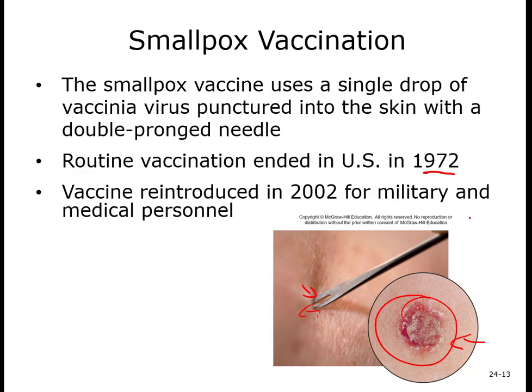And that's because there are still a couple of frozen vials of smallpox left in some labs, one in the United States and one in Russia. And there's always worry that it could turn into a bioterrorist weapon. So certain high-risk individuals may still be vaccinated, but otherwise we don't get vaccinated anymore.